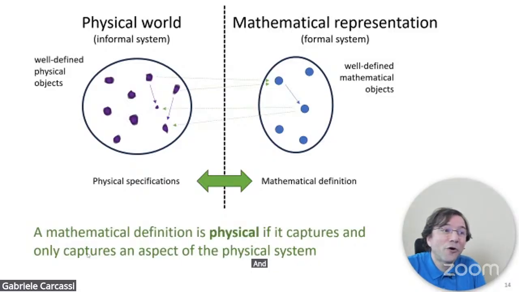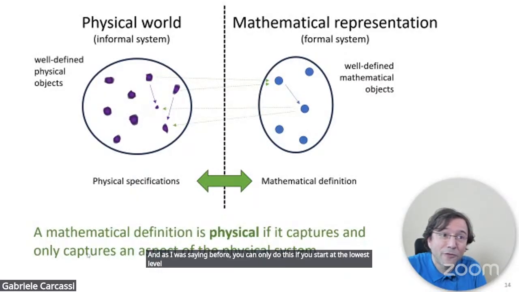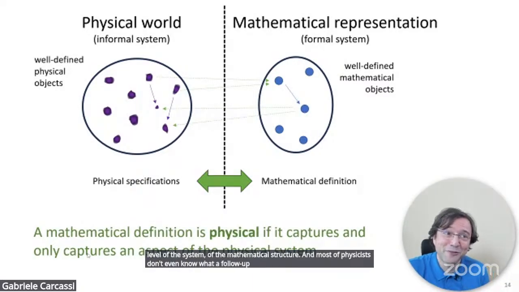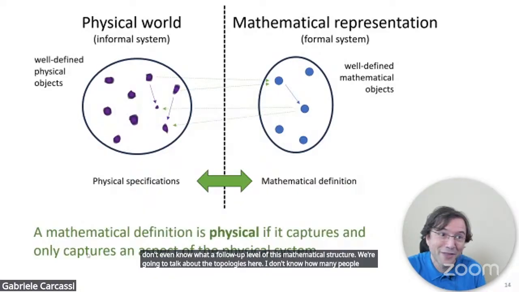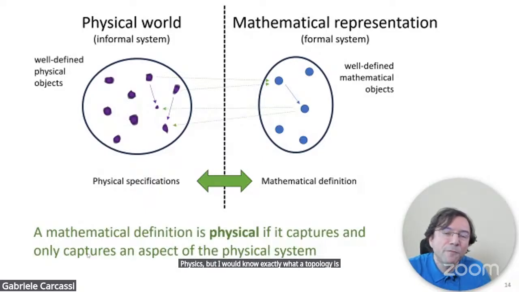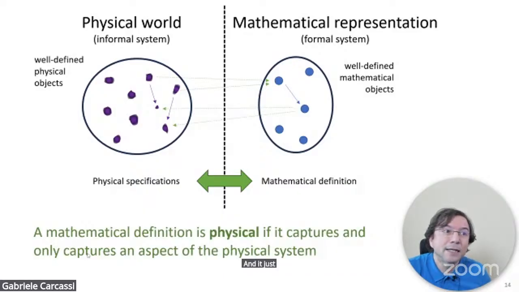And as I was saying before, you can only do this if you start at the lowest level of the mathematical structure. And most physicists don't even know what the lowest level of this mathematical structure is. We're going to talk about topologies here. I don't know how many people here that come from a physics background know exactly what a topology is. But that's kind of part of the problem: there is this idea that one can do foundations of physics without having any clue about the foundations of mathematics. And it just doesn't work like that.